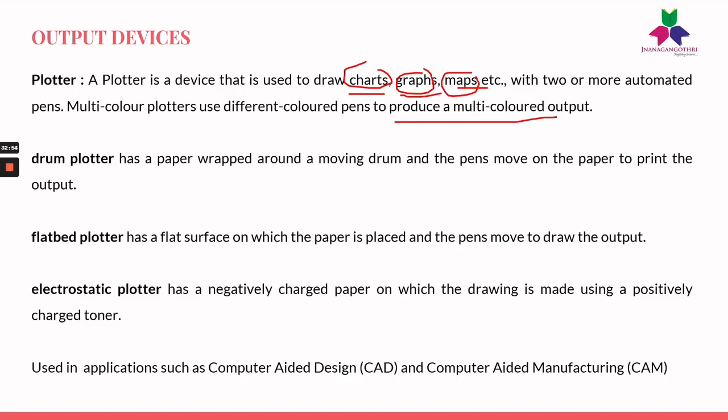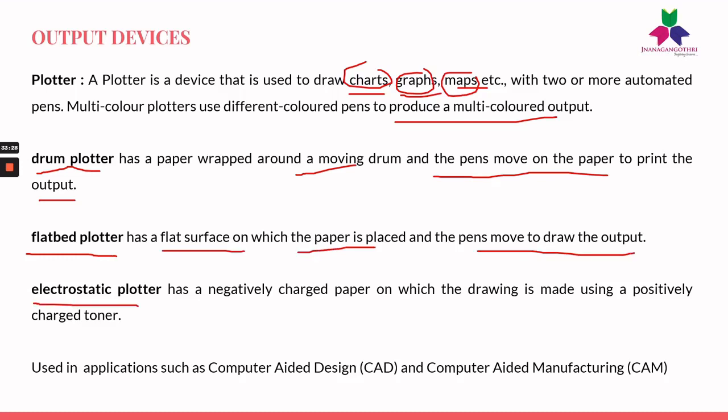There are several types of plotters available in the market. The drum plotter is one category of plotter. It consists of a paper wrapped around a moving drum and the pens move on the paper to print the output. The next type of plotter is a flatbed plotter, which consists of a flat surface on which the paper is placed and pens move to draw the output.